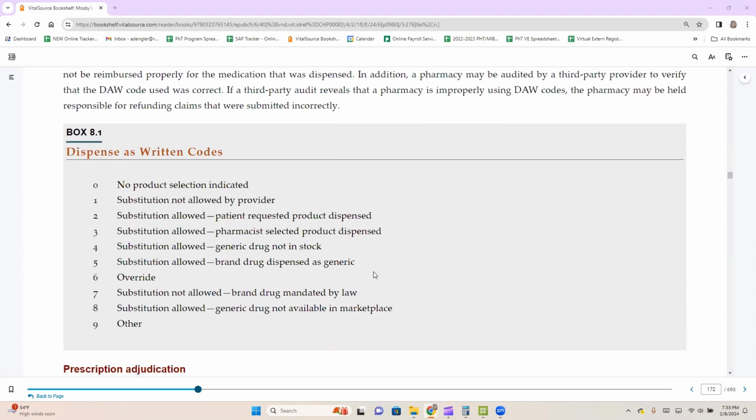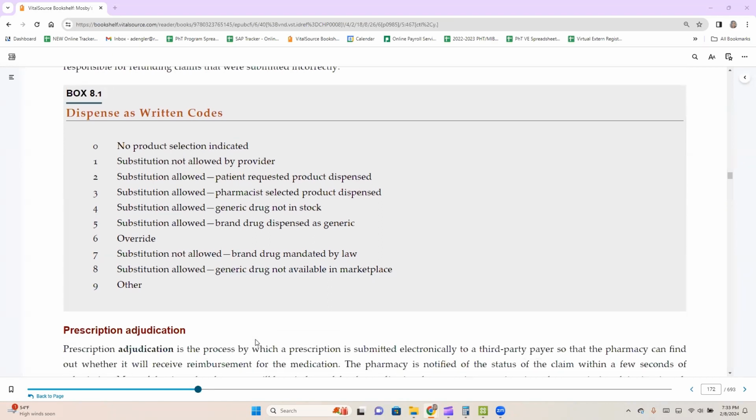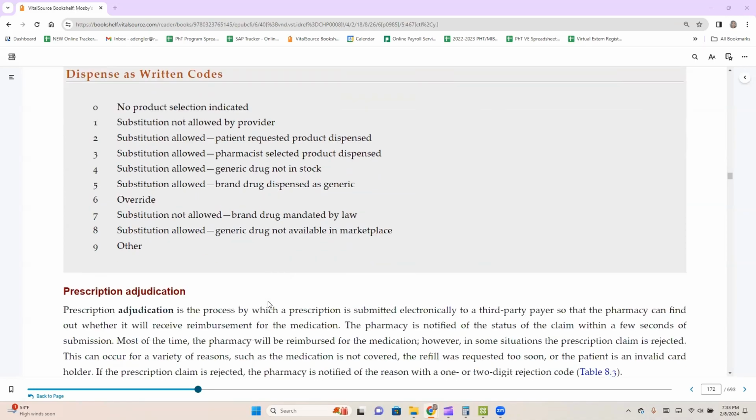Here is a little box with all of the dispense as written codes. So we have 0 as no product selection indicated. That's what you're going to have for pretty much everything. One, substitution not allowed by prescriber. Two, substitution allowed, the patient requested the product dispensed. Three, substitution allowed, the pharmacist selected the product dispensed. Four, substitution allowed, generic drug not in stock. Five, substitution allowed, brand drug dispensed as generic. Six, override. Seven, substitution not allowed, the brand drug is mandated by law. Eight, substitution allowed, generic drug not available in marketplace. And nine, other.